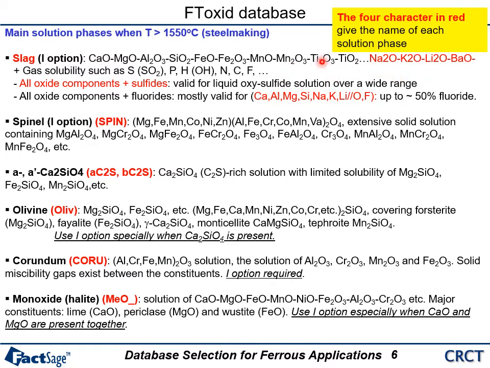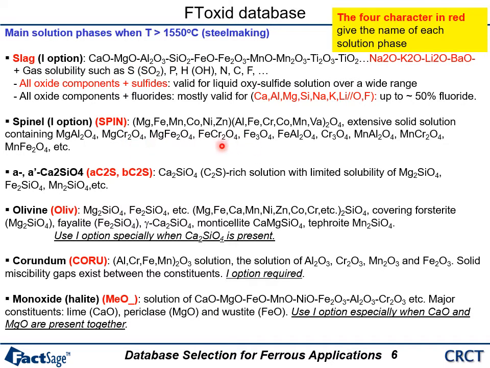So any kind of oxide, oxyfluoride, oxysulfide is covered by this slag database. And next, probably the most important page in the oxide database is the spinel solution page. Spinel is known as many different kinds of compounds in the steelmaking industry. For example, MgAl2O4 is one of the spinel phases. MgCr2O4, the refractory material, is also a spinel phase.